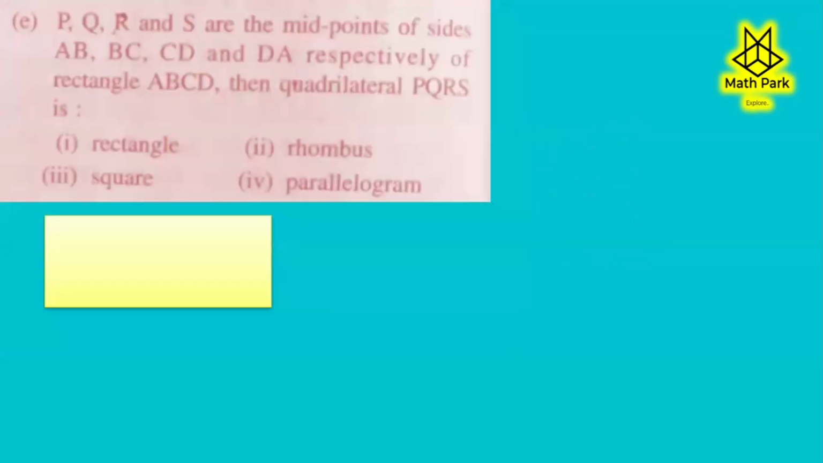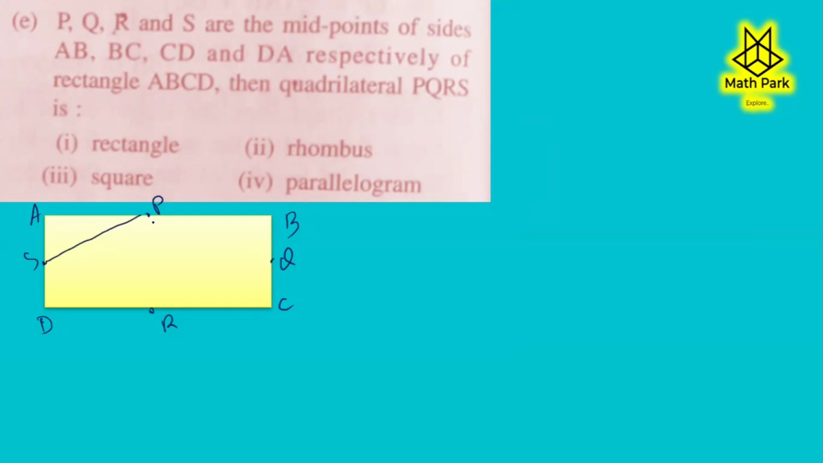Last MCQ of 12A. PQRS are the midpoints of the rectangle. So we have A, B, C, D. Again, this question is already there in the video. P is the midpoint of AB, Q is the midpoint of BC, R is the midpoint of DC, and S is the midpoint of AD. So we are asked what PQRS is, whether it is a rectangle, rhombus, square, or a parallelogram.